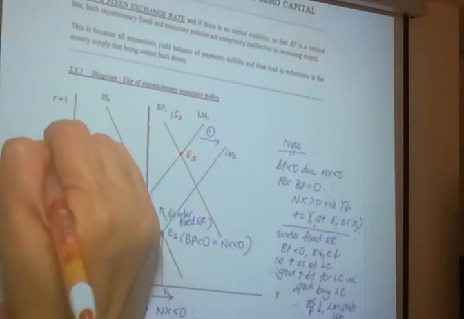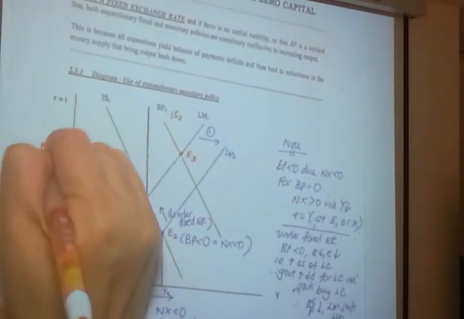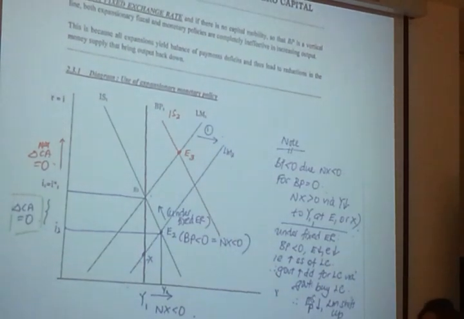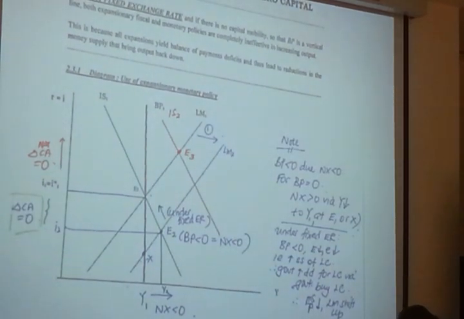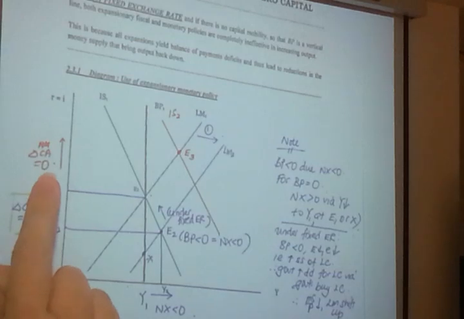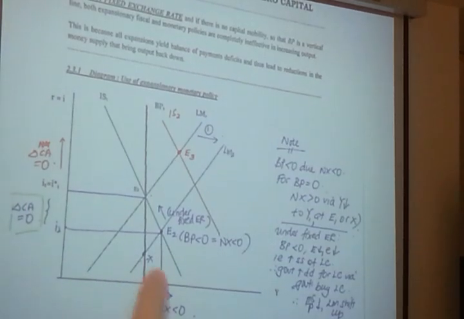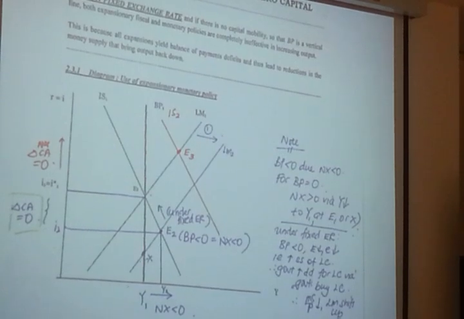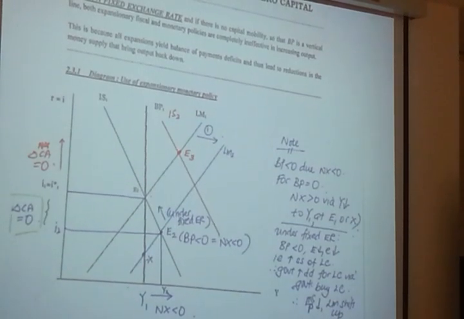But NX, change in CA pricing, is still 0. Alright, so although you are using fiscal policy, the effect on the economy, on interest rate, is totally non-existent. So at E3, interest rate goes up, but capital account is still 0. But income increase, NX negative. So at E3, BP is a deficit.